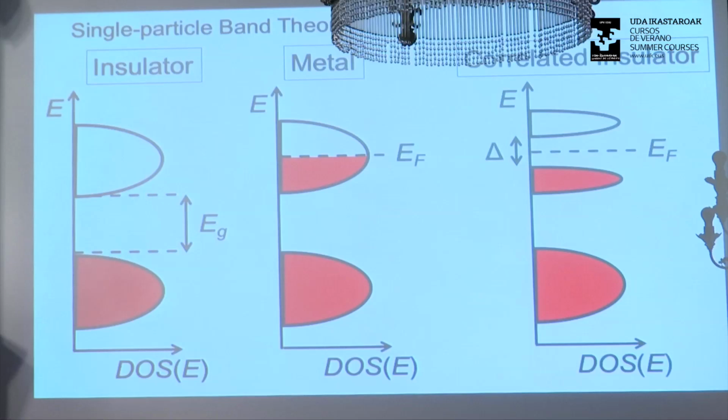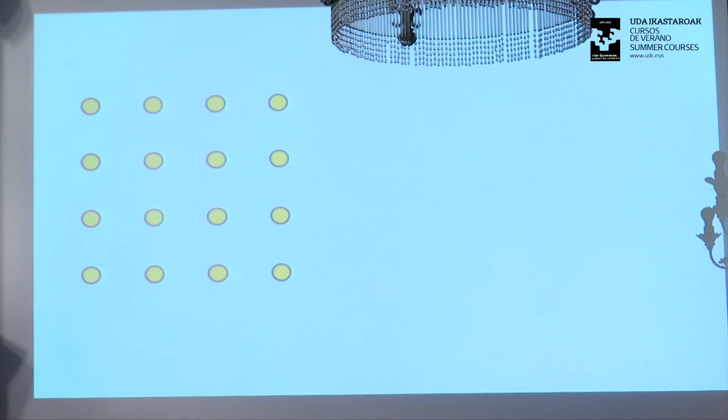So there are many types of correlated insulators. One of the most famous is called a Mott insulator. Let me tell you in a simple picture what a Mott insulator is. Let's imagine you have a lattice with atoms. Each of these atoms has only one orbital, so you can put two electrons, with spin up or spin down, in each atom. Now let's imagine we put half as many electrons as we could put in this lattice, so we put one electron in each of these atoms.